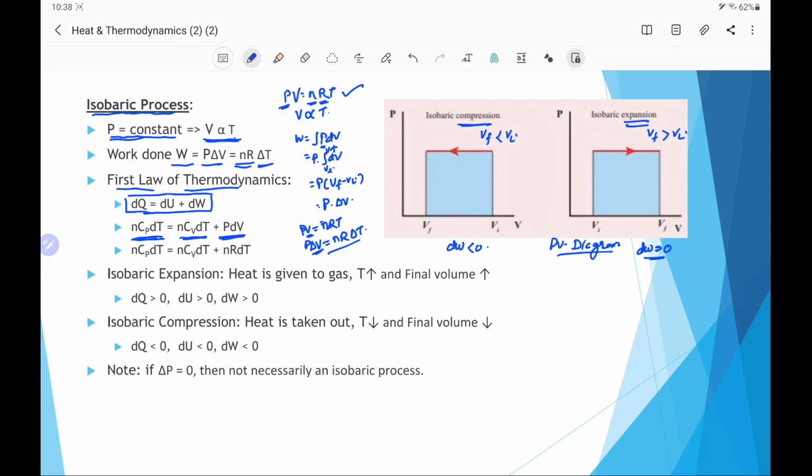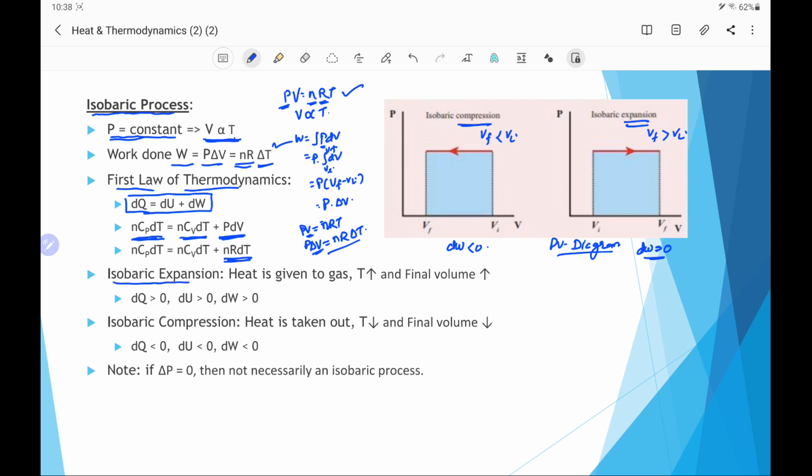Because P is constant in isobaric process, this P is taken out from the definition of work, and it remains P into dV. Therefore, P dV, we have already written that it is equal to nR dT. So this P dV is replaced by nR dT. So the first law of thermodynamics gives nCp dT equal to nCv dT plus nR dT.